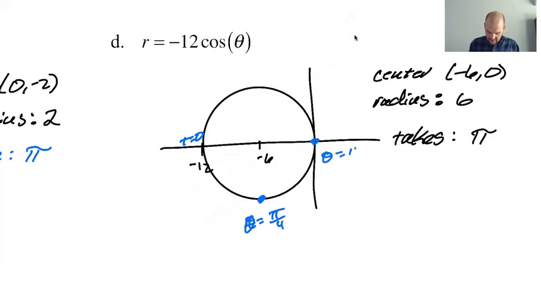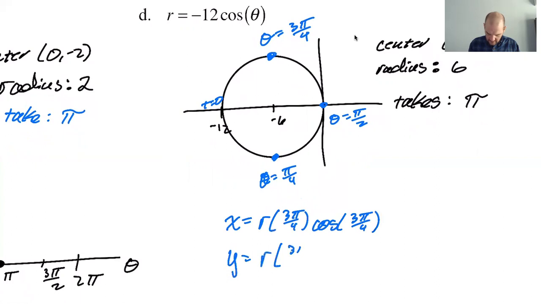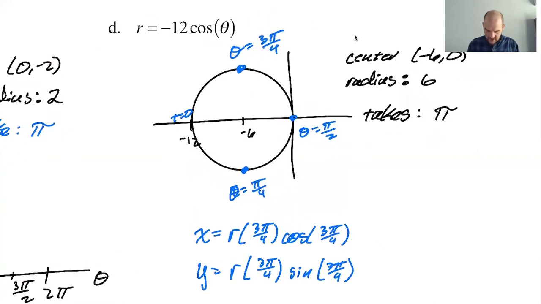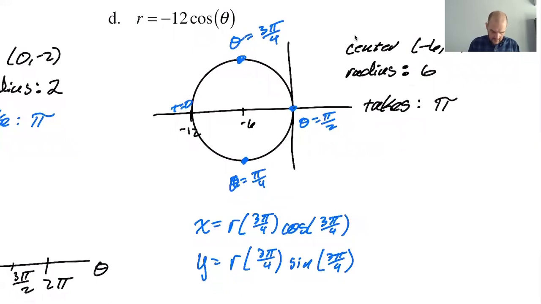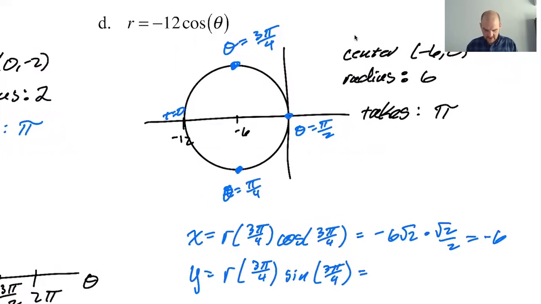You'll be here at theta equals pi over 2 because the cosine of pi over 2 is 0, so you're just at 0, 0. You'll be here at theta equals 3 pi over 4. And let me embarrass myself again and try to figure out the ordered pair at 3 pi over 4. So x should be r of 3 pi over 4 times cosine of 3 pi over 4. And then y should be r of 3 pi over 4 times sine of 3 pi over 4. So this shouldn't be that bad because of the 3 pi over 4s. So r is going to be, the cosine of 3 pi over 4 is -√2/2. So this will be -6√2 times, the cosine is √2/2, which gives me -6. And then the sine of 3 pi over 4 is √2/2. So -12 is -6√2/2.